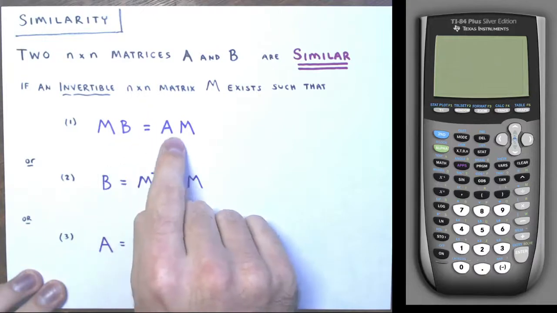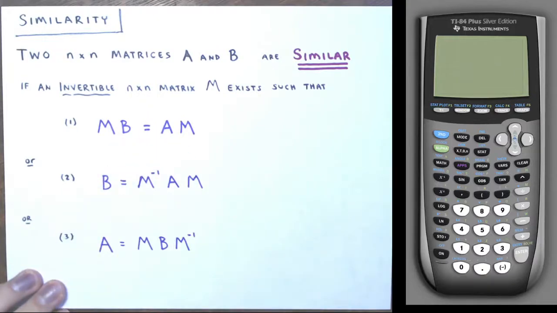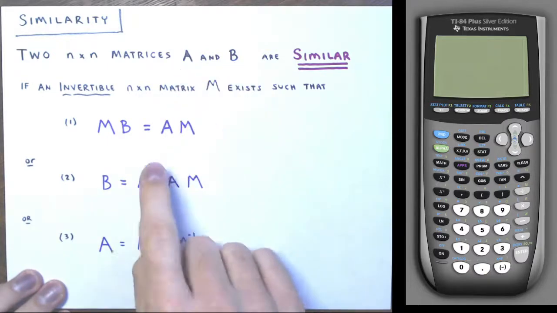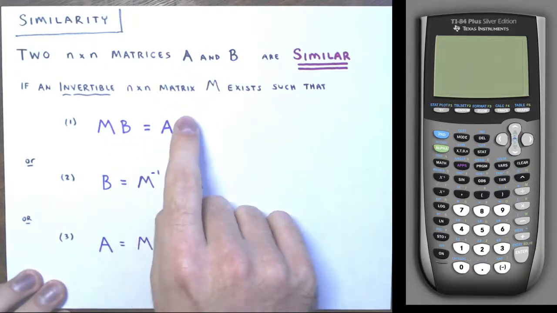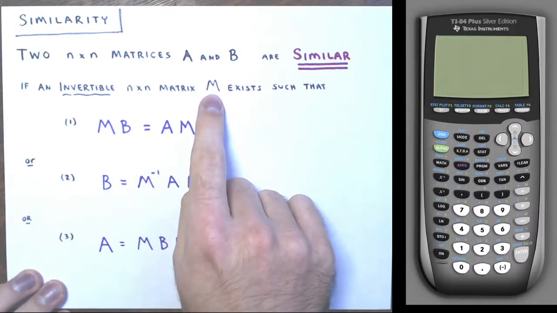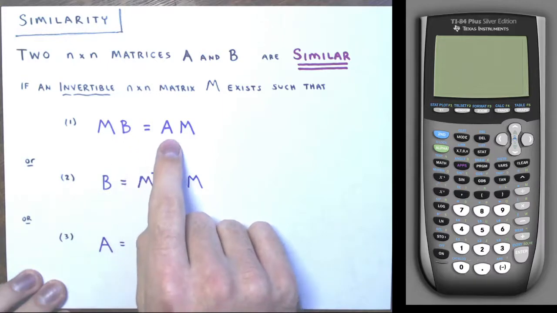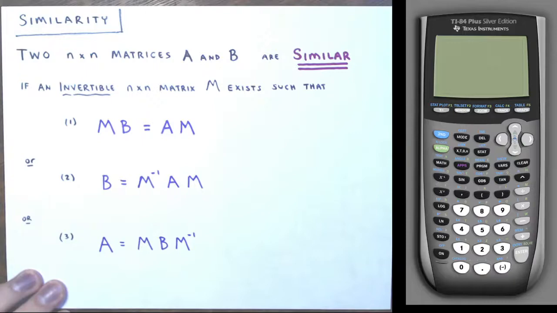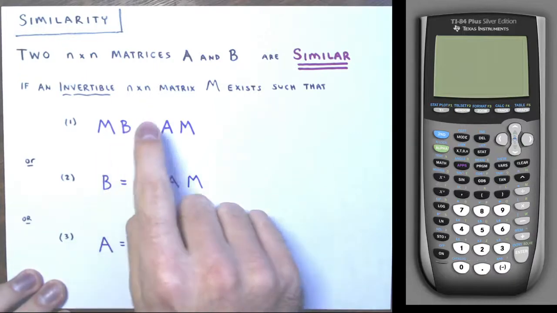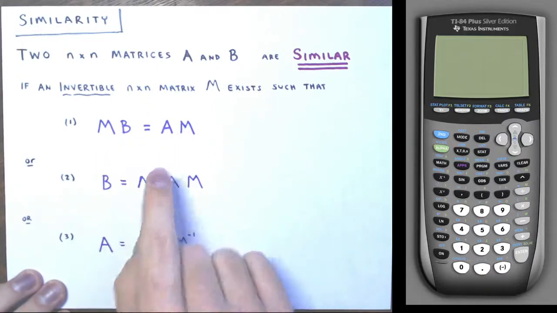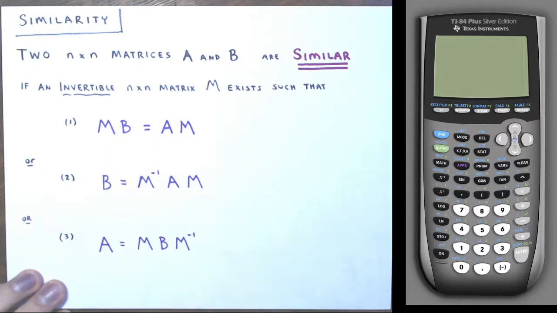Hopefully you can see what they mean by similar here. A and B are similar if you find another matrix M, an invertible matrix, such that if I multiply B by M, I get the same result as if I multiply A by M, just in the other order, on the other side. Multiply B by M on the left and A by M on the right, and I get the same result. So A and B must be similar in some way if their product with M is the same.